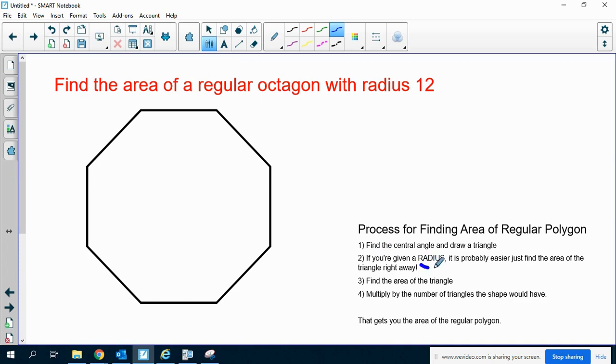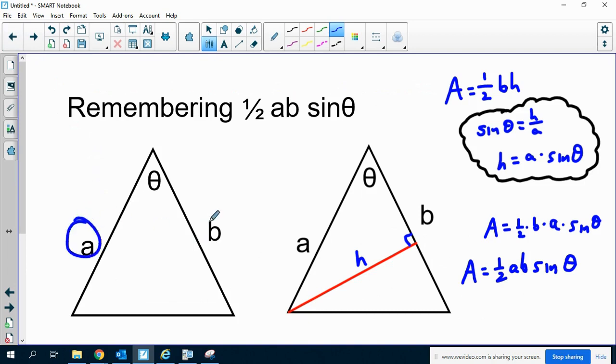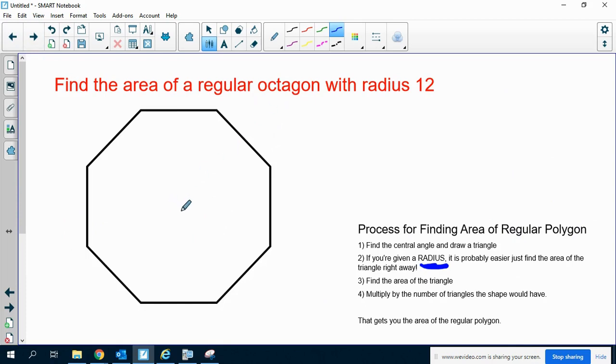Basically, if you're given a radius, then you don't really have to do a whole bunch of right triangles, apothem split, anything else, because you basically are going to end up with this situation every time. So let's just show it in a few examples. First thing is find the central angle. The central angle of a regular polygon is 360 divided by the number of sides. So this is a 45-degree angle.